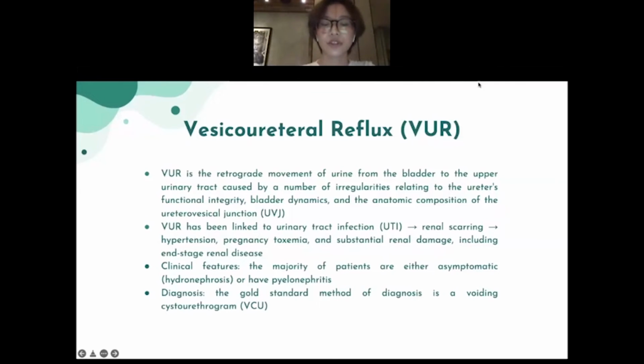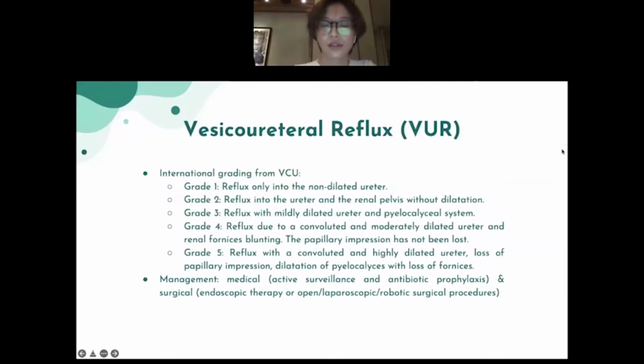The clinical features are that the majority of patients are either asymptomatic or have hydronephrosis or pyelonephritis. The diagnosis can be made using the gold standard method, the voiding cystourethrogram or VCUG. Vesicoureteral reflux has 5 grades using the international grading system that can be monitored by VCUG.